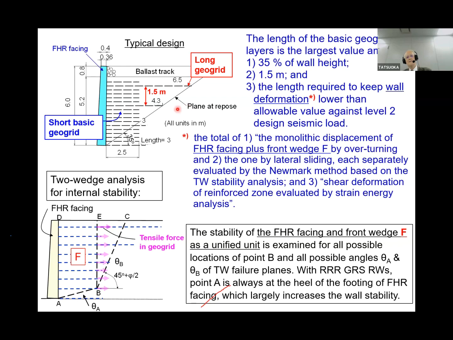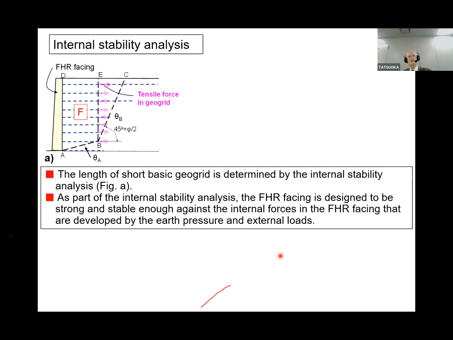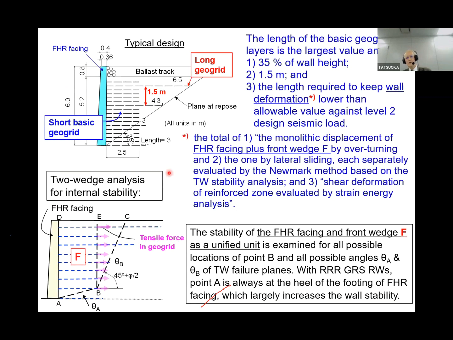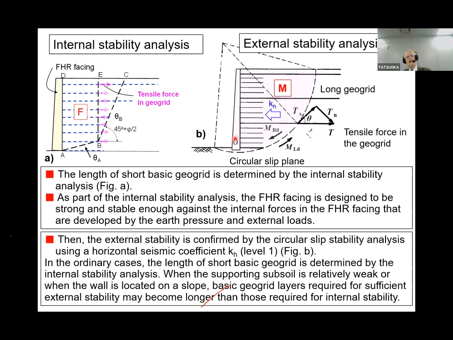This deformation is by overturning, lateral sliding, and shear deformation. These are by two-wedge analysis for internal stability. But details are here. So then we perform this as a part of the internal stability analysis. The full height rigid facing is designed to be strong and stable enough against the internal forces in the facing structure that are developed by earth pressure and external loads. Then we examine external stability.